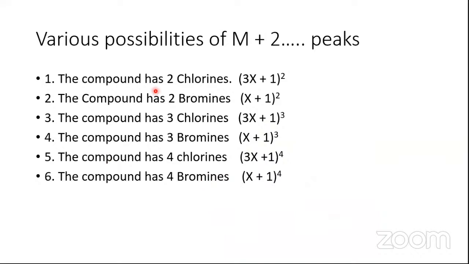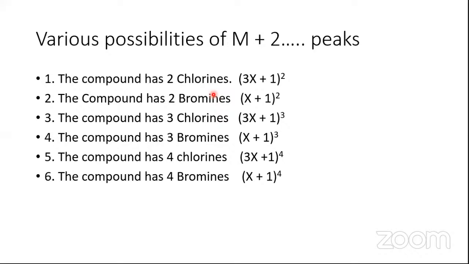Okay, so like that, there are various possibilities of M+2 peaks. 2 chlorines will give you peaks in the ratio of (3x plus 1) squared, so 9:6:1. 2 bromines will give you (x plus 1) squared, because bromine is in a 1:1 ratio, so you get 1:2:1. So like that, you can calculate the number of peaks you will get because of various isotopes, and that will help you find out the structure of the compound.